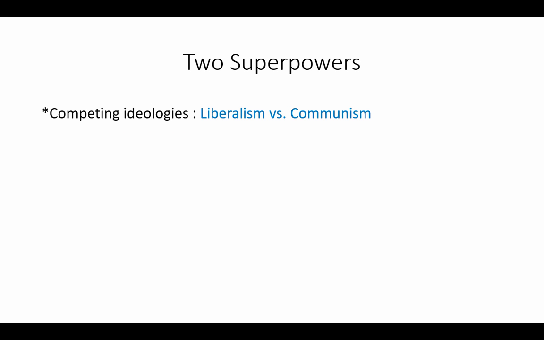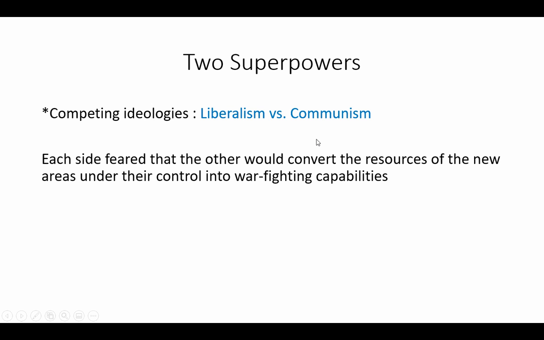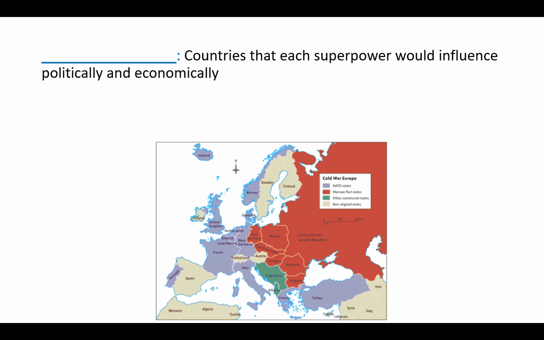Okay, and so this leads to this big competition between two different ideologies. So we have liberalism, which is led by the United States, right? And then communism, which is led by the USSR. And each side feared that the other was going to use this new power that they had and turn it into war fighting capabilities and lead to a big conflict.